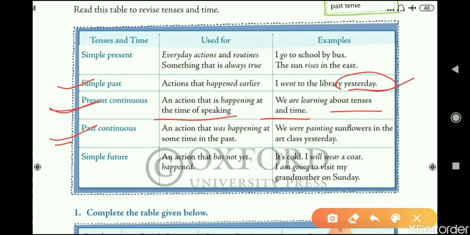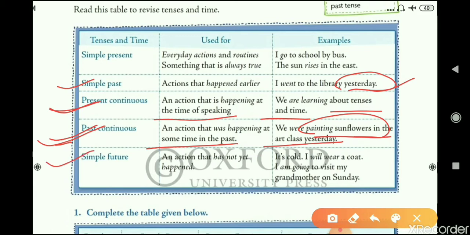Now past continuous is used for an action that was happening at some time in the past. Means कोई action जो past में हो रहा था. We were painting sunflowers in the art class yesterday. Okay, yesterday we were painting sunflowers in our art class. So this is an example of past continuous.